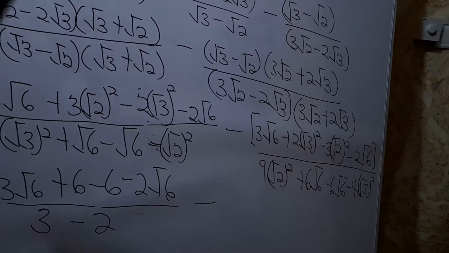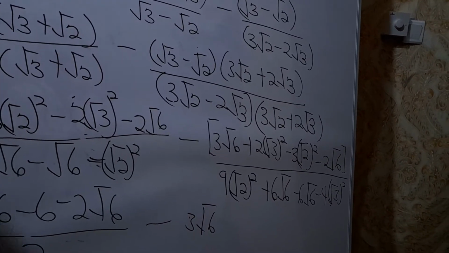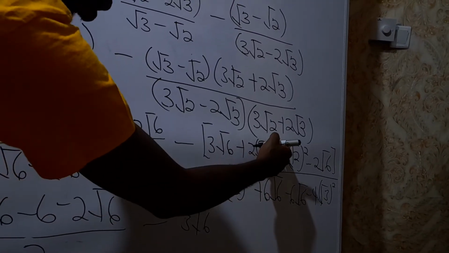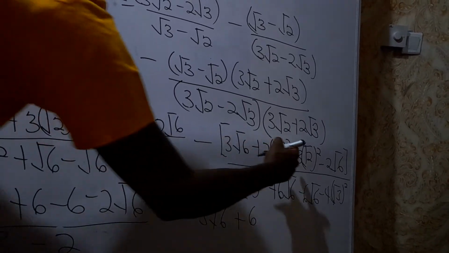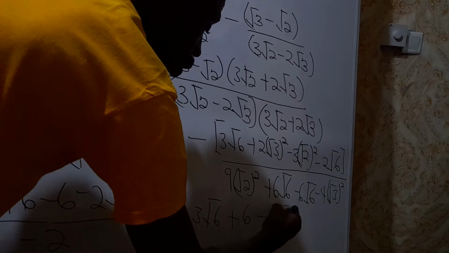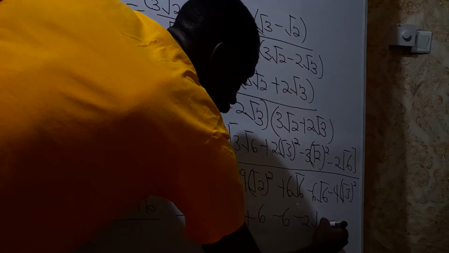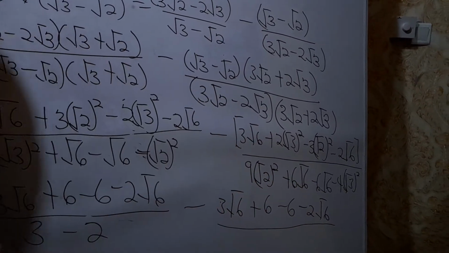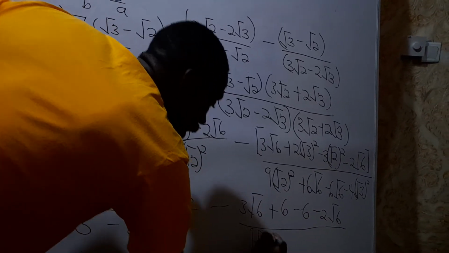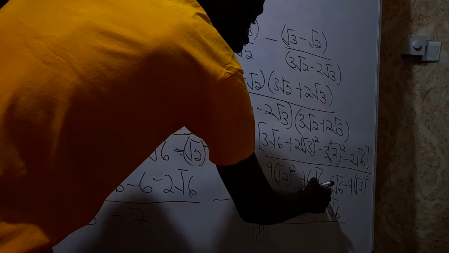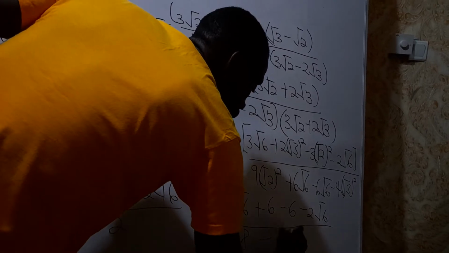Minus. Then this, we have 3 root 6. Then root 3 square is 3 times 2 will be 6. Root 2 square is 2 times 3 will be 6, so minus 6. Then we have minus 2 root 6 for that place, all over root 2 square is 2 times 9. That will be 18. Then 6 root 6 minus 6 root 6 will be 0. Root 3 square is 3 times 4. That will be 12.